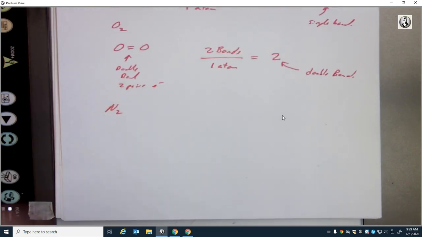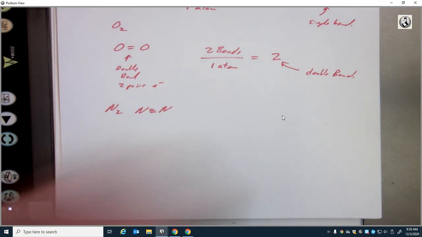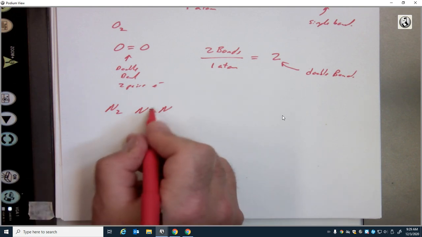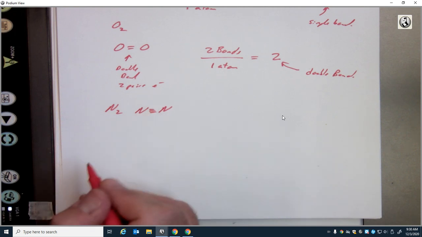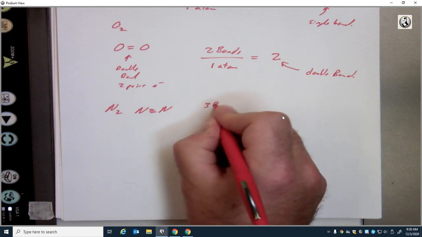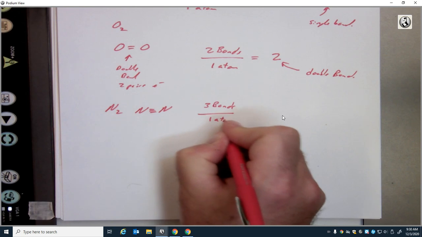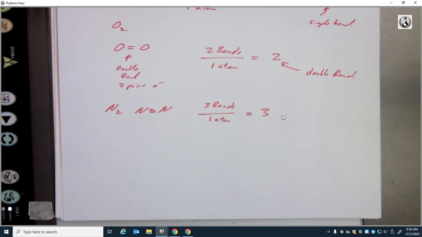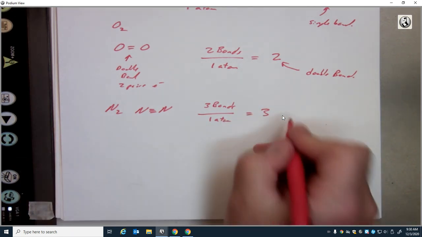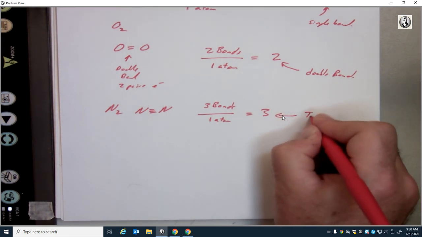What if we look at diatomic nitrogen? Triple bond is treated as 3 bonds. Okay, this triple bond is treated as 3 bonds, a sigma and 2 pi's. So in this case, we have 3 bonds. We got 1 atom. So we get a bond order of 3. That bond order of 3 is telling us that we have a triple bond.